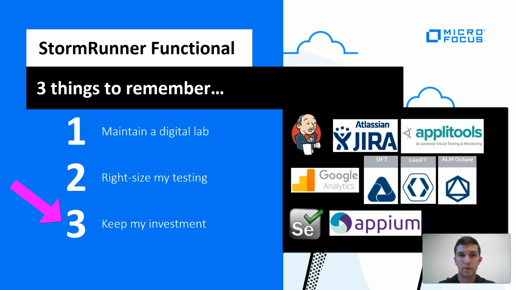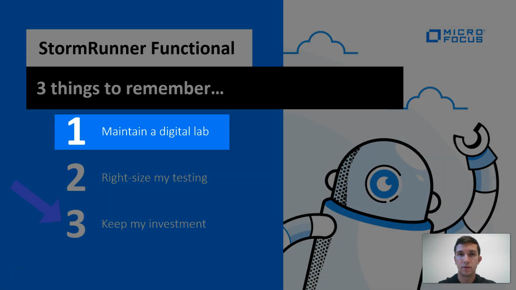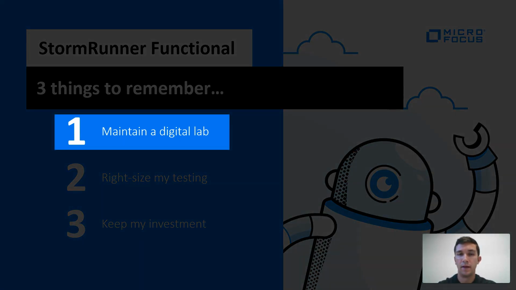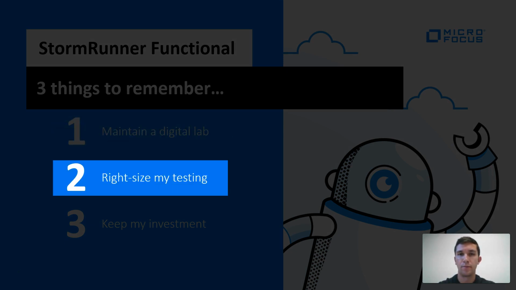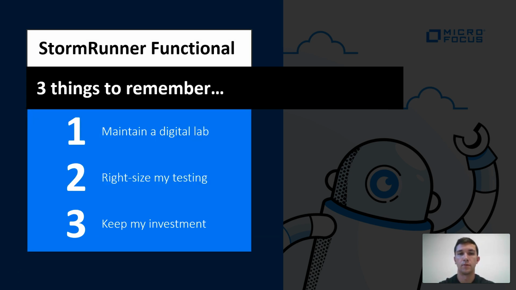So those are really, if nothing else, the 3 things that we want you to walk away with in understanding exactly what StormRunner Functional does. Being able to maintain that digital lab for you so you don't have to worry about maintaining an on-prem lab to execute your tests against; right-sizing those tests to help you prioritize which tests you need to execute, and even for pre-production, maybe the current status of environments that have been run across; and then leveraging your existing investments, your tool sets, and your time spent on those assets. StormRunner Functional wants to make sure that we're able to integrate with those the best that we can.